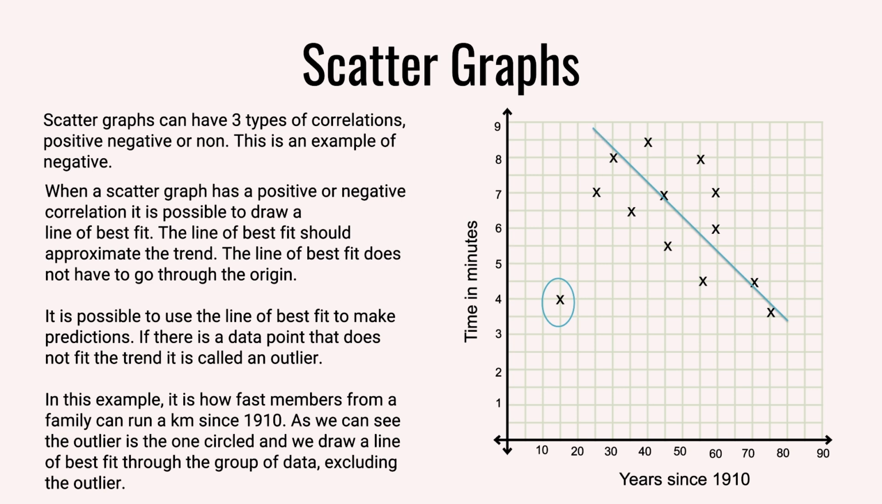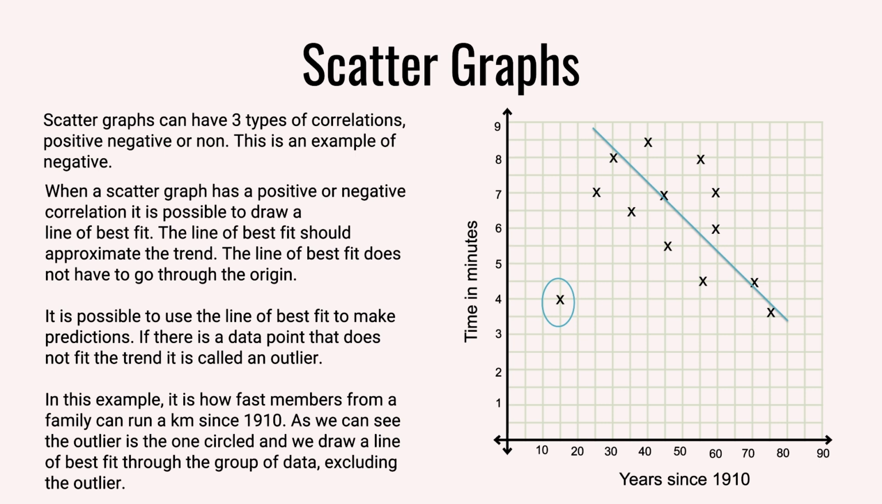It's possible to use the line of best fit to make predictions. And if there's a data point that does not fit the trend, it's called an outlier. As you can see, I've circled an X here, and this is the outlier of the data, as it is not with the other group of data. So, if we got asked an exam question, what is the one 15 years after 1910, we would say that is the outlier, because it doesn't group with the data around the line of best fit.